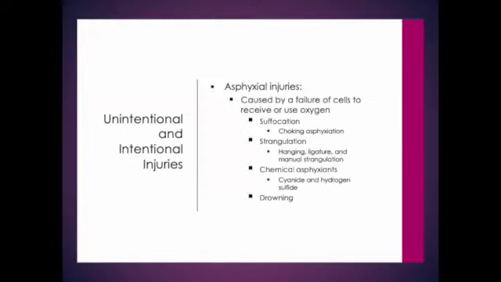Asphyxial injuries are caused by a failure of cells to receive or use oxygenation. So asphyxial injuries would include suffocation, strangulation, chemical asphyxiants like cyanide or hydrogen sulfide, and drowning. They would all fall under the category of asphyxial injury, remembering that it's caused by a failure of cells to receive or use oxygen.